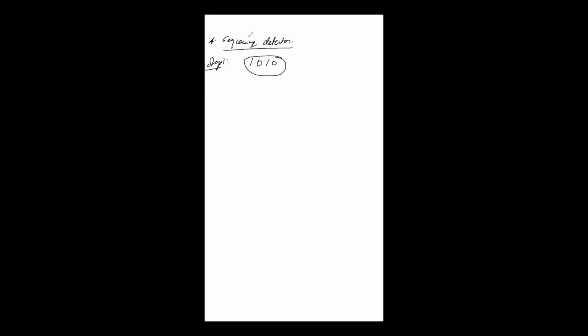So this is the problem statement, or step number 1, that you have to design a sequence detector that is able to detect the sequence 1 0 1 0 and overlapping is allowed. So this is the problem statement that has been given to you. So this is step number 1.